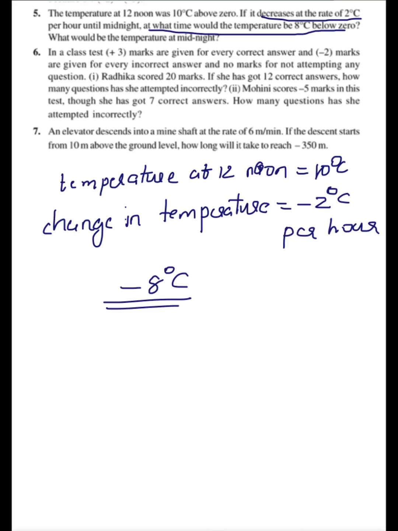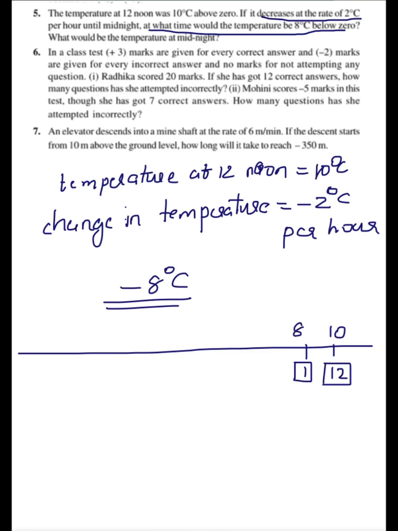For easily understanding this situation, I am considering a number line here. Let's write the time here, at 12 noon. At 12 noon, what was the temperature? The temperature was 10 degrees Celsius. In each hour, that means per hour, the temperature is decreasing by 2. That means in the very next hour, at 1 o'clock, what will be the temperature? It will be 8.